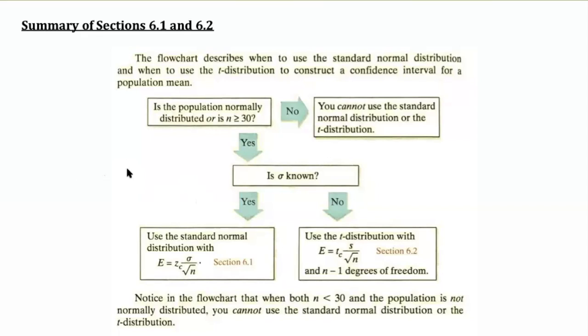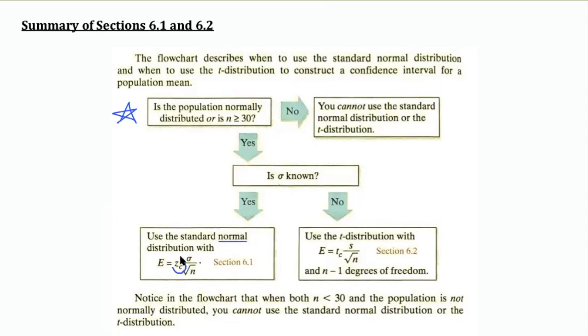If you are trying to decide whether you should use the standard normal distribution or the t distribution to make your confidence interval for a population mean, you start here and determine if your population is normally distributed or the sample size is at least 30. If the answer is no, you can't use either one of these distributions. So assuming the answer is instead yes, then the deciding factor is, do you know the population standard deviation? If you say yes, then you're using the standard normal distribution.